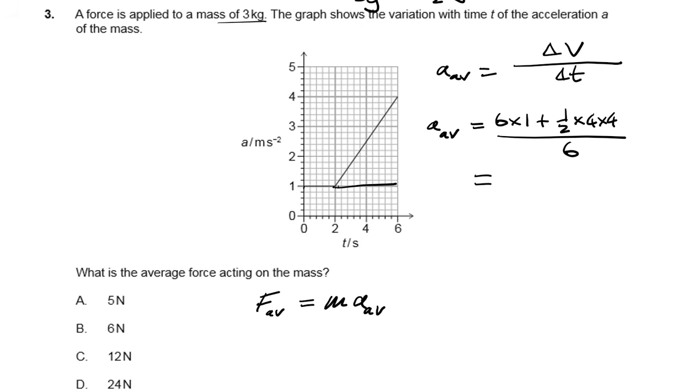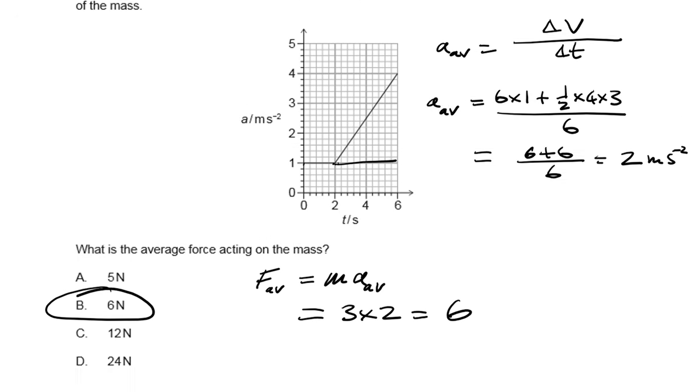And so what we have is 6 plus 6, is that right? Sorry, no, this height should be 3. So 6 plus 6 divided by 6 is equal to 2, right? 2 meters per second square. And so now we have a mass of 3 times 2 is equal to 6, and our answer is B.